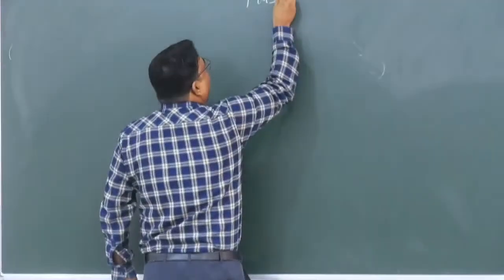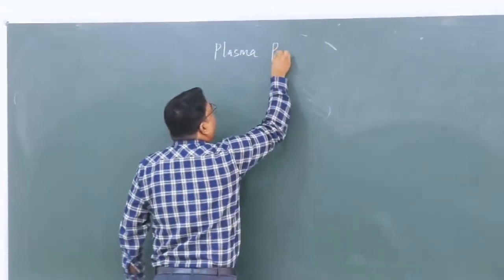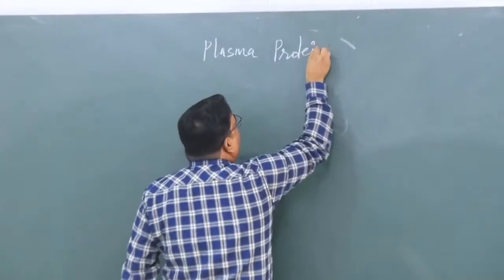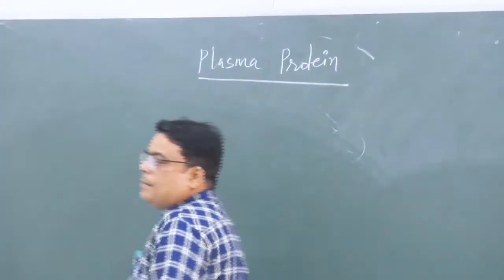Today we are going to discuss plasma protein. Students, we already know that in our body, the major circulatory system is blood. Okay? So, how is blood formed?